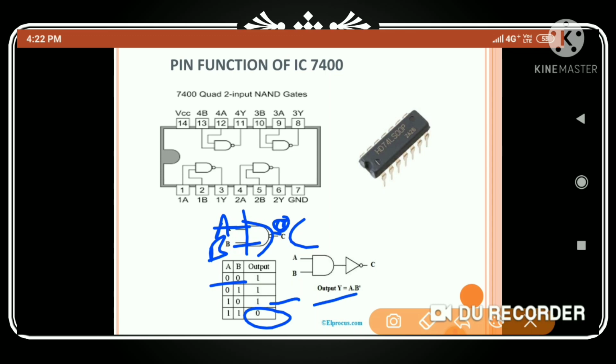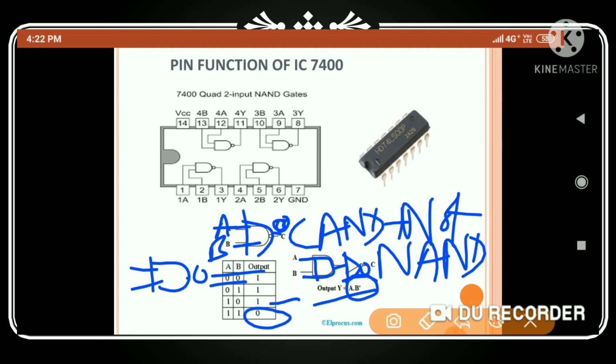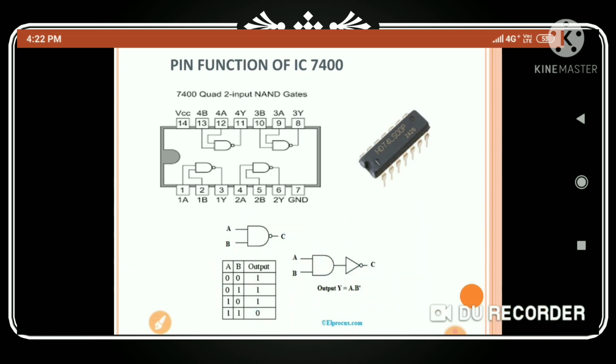Okay. So you can see here the output Y is equal to A dot B bar, or dash, you can say. And also you can write it like this. One is an AND gate and this is a NOT gate. AND plus NOT, you will get NAND. N-A-N-D, NAND. Means for this AND gate, you have to give a small NOT to this one. Then it becomes a NAND gate. So these are the reverse of an AND gate.